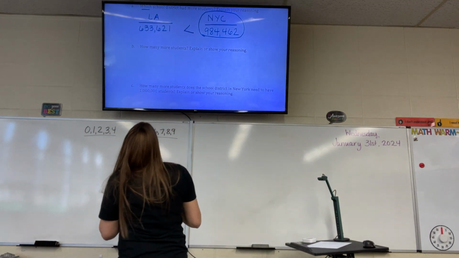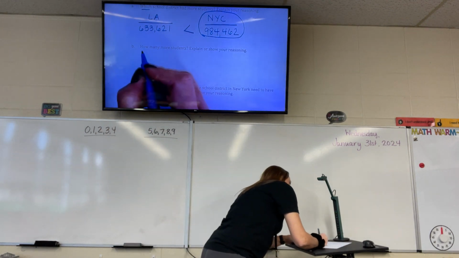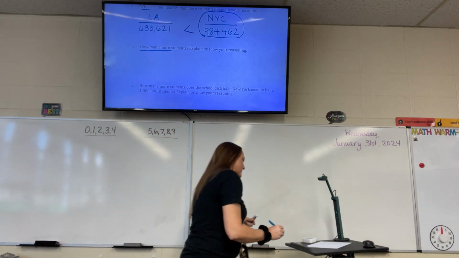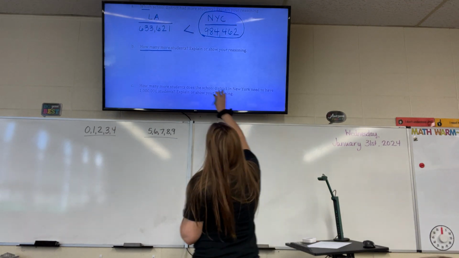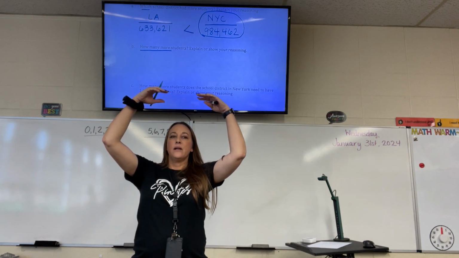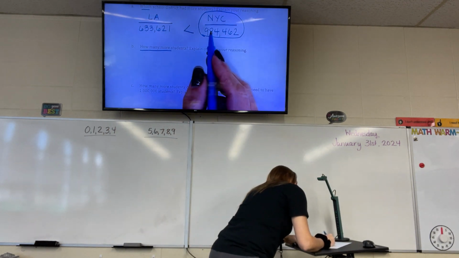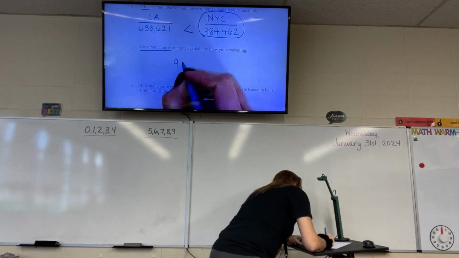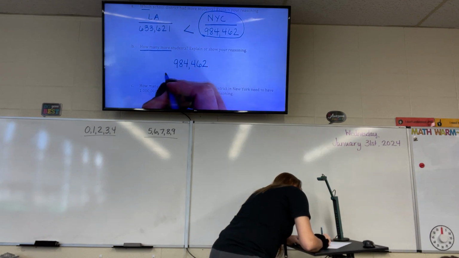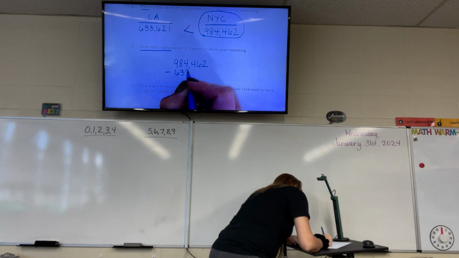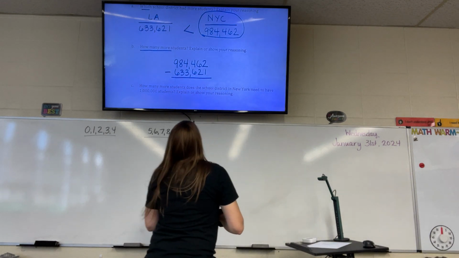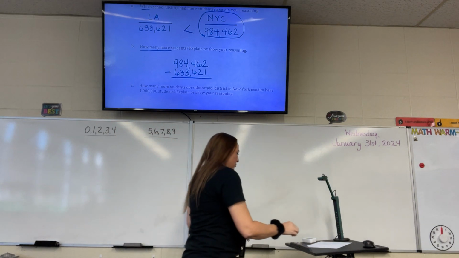Letter B says, how many more students? When you see the words, how many more, what operation does that tell you to do, Rylan? Subtract. So, we have our two numbers, and we need to subtract. Which one goes on top? The bigger one. The bigger one goes on top. So we know New York City's bigger. So we're going to write, make sure and leave some space at the top to regroup. 984,462 minus 633,621, and then our equal sign under it.